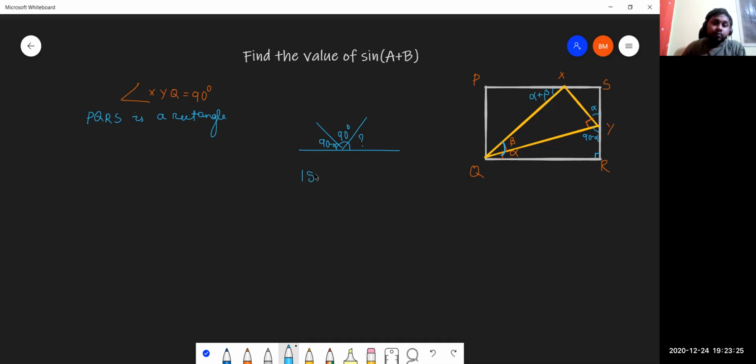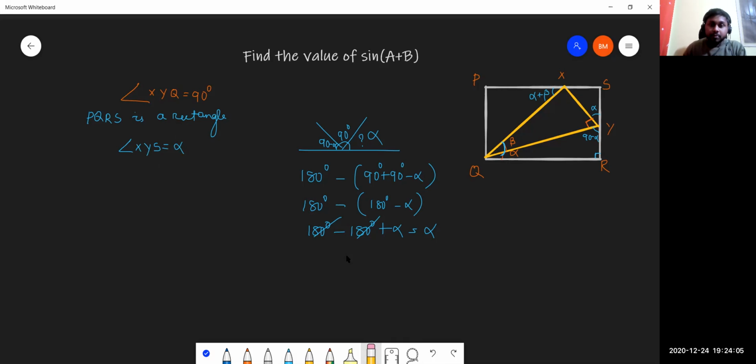So we will subtract the addition of these two angles from 180 degrees. It will be 180 degrees minus (90 degrees plus 90 degrees minus alpha), and when I open it, it will be 180 degrees minus 180 degrees plus alpha. So 180 and 180 get cancelled, and the third angle here will be alpha. So this angle is alpha, that is angle XYS. I can write angle XYS is equal to alpha.